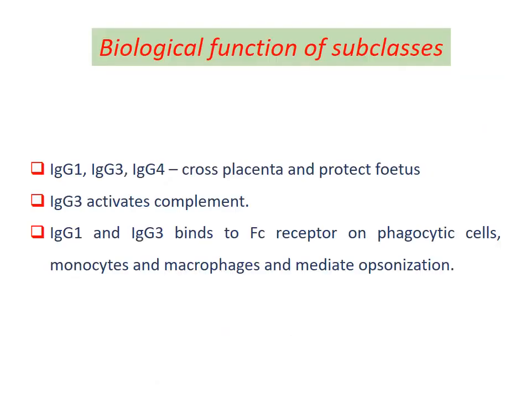Now, what is the biological function of the subclasses? IgG1, 3 and 4 can cross the placenta and protect the fetus, as we discussed earlier. IgG3 also activates complement. IgG1 and 3 bind with the Fc receptor on phagocytic cells, monocytes and macrophages, and mediate opsonization. So these are the biological functions of the subclasses.